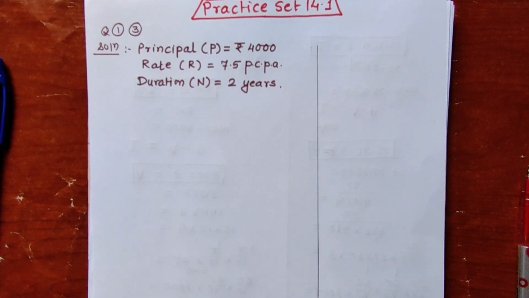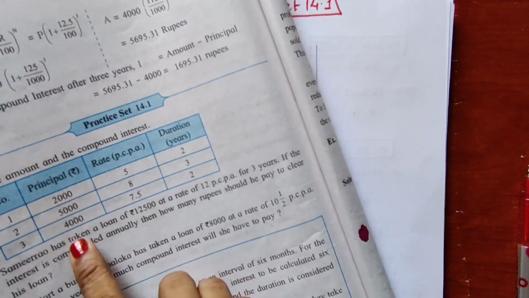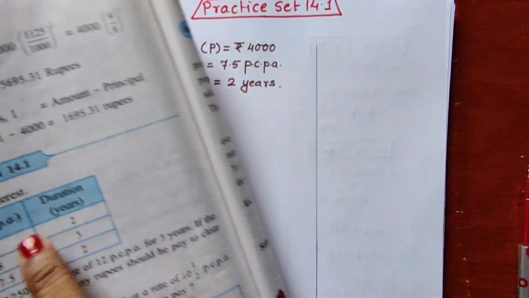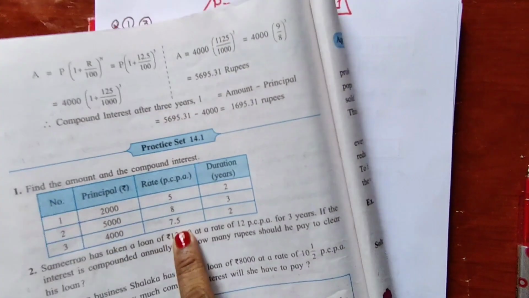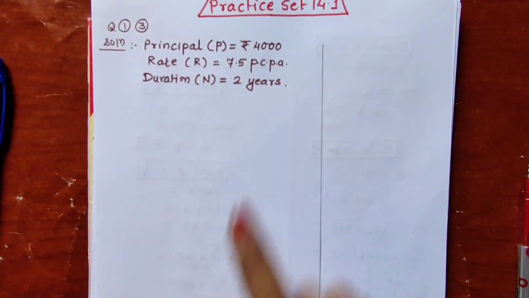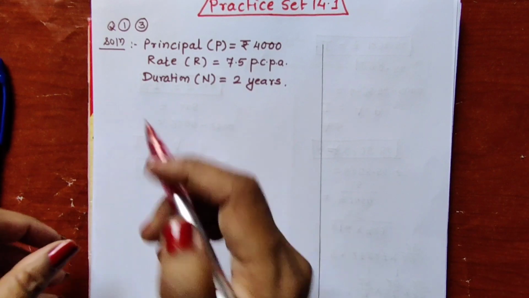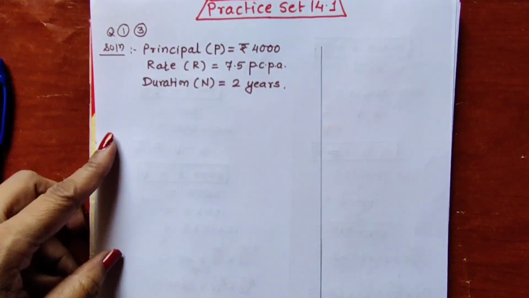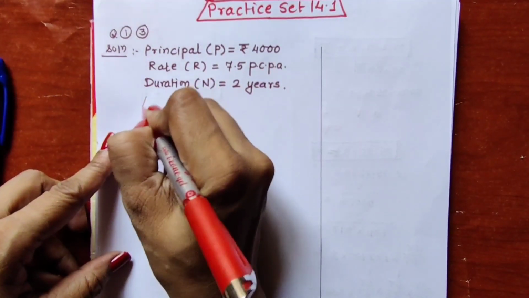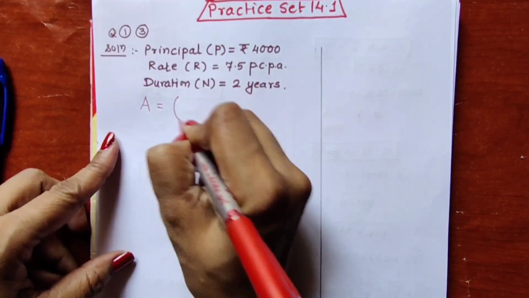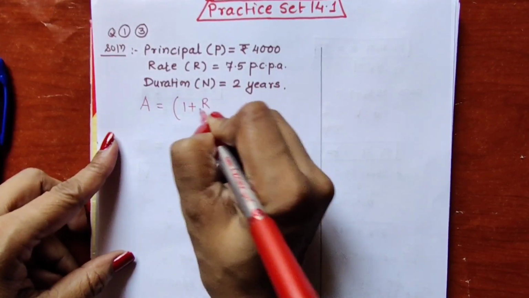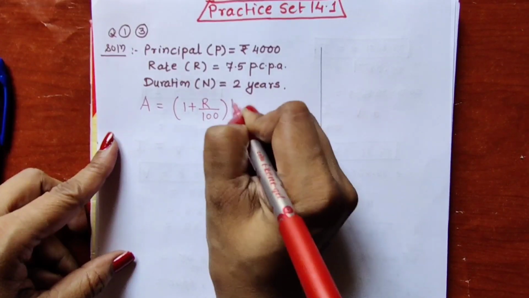Now let us see this third sum from the first question. Principal value is 4000, rate is 7.5 percent per annum, and duration is 2 years. Now again we will start the solution. We will write the formula for finding out the amount. A is equal to 1 plus R upon 100 raised to N.